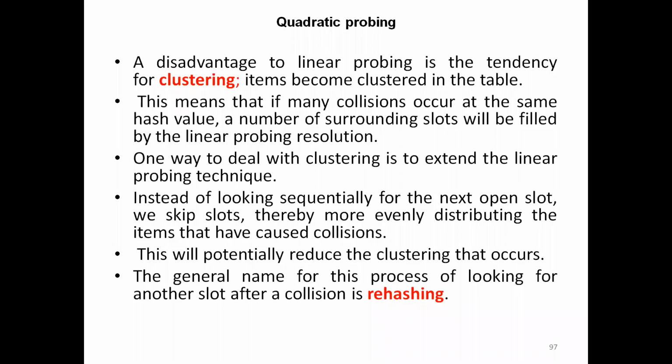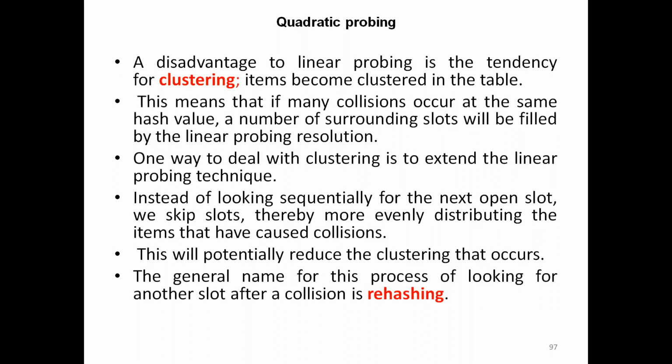The disadvantage of linear probing is the tendency for clustering. So items become clustered in the table. When you keep on inserting, the items are dumped on one side of the hash table, so the remaining part of the hash table is not used. So this is the disadvantage of linear probing.